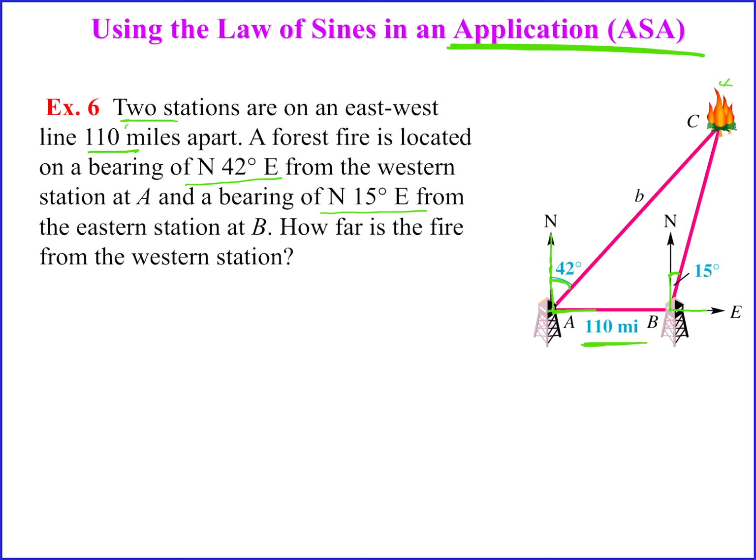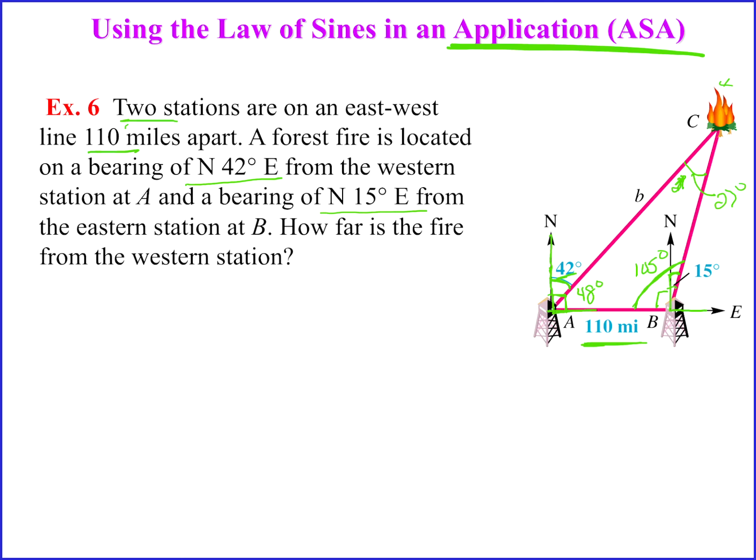Now know that north to east is a 90-degree angle. So if this is 42, this is going to be 48 because it has to add to 90. If I know this is 90 and this little part is 15, then I know this whole angle right here is 105. All three angles have to add to 180. So if I know these two, then now I know this angle up here is 27. This angle right here is 27 degrees.